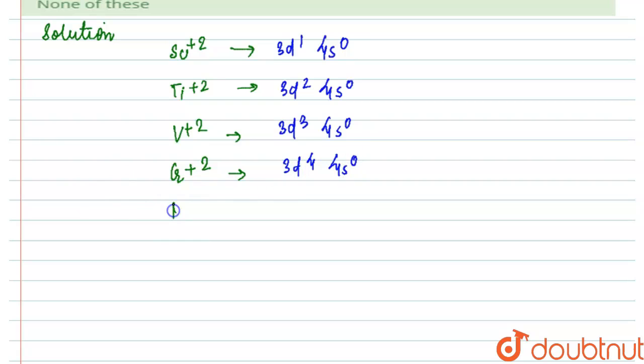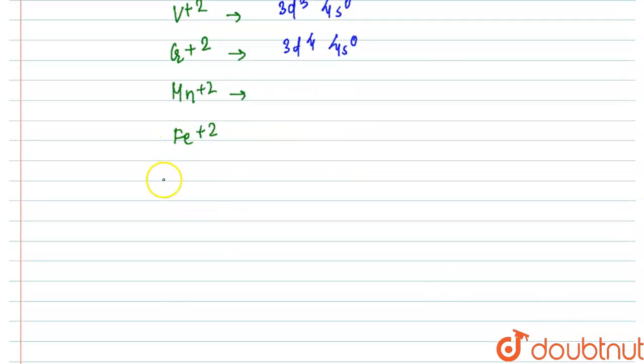Moving on, we have Mn plus 2. We again have Fe plus 2. So let me just write down all the bivalent ions first of all, and then we can easily write down all the electronic configurations. So Co plus 2, then we have nickel plus 2, Cu plus 2, and last we have our zinc ion, Zn plus 2. Now Mn plus 2 has 3d5 4s0.